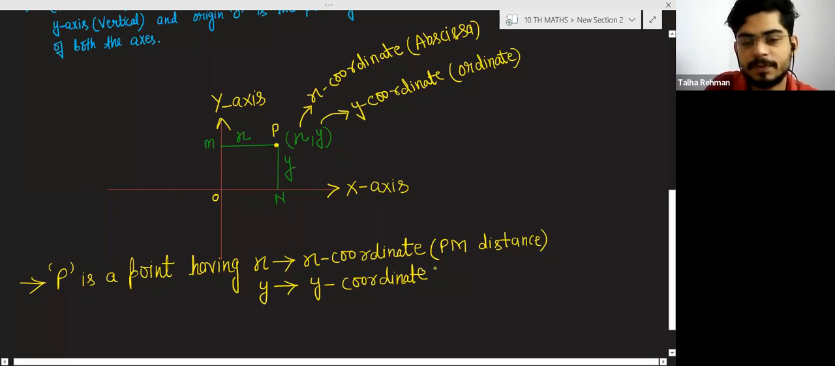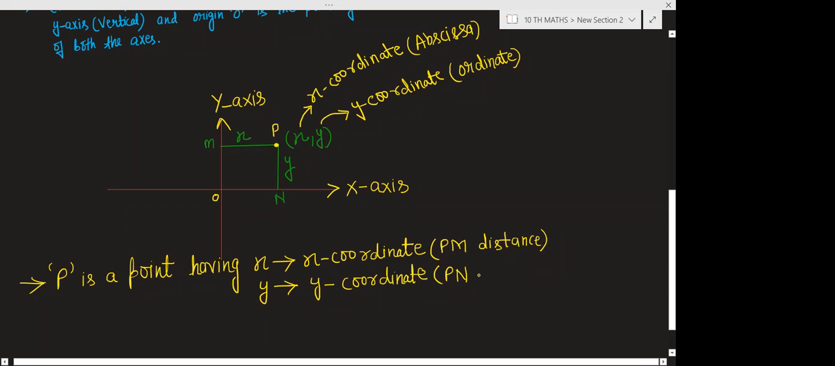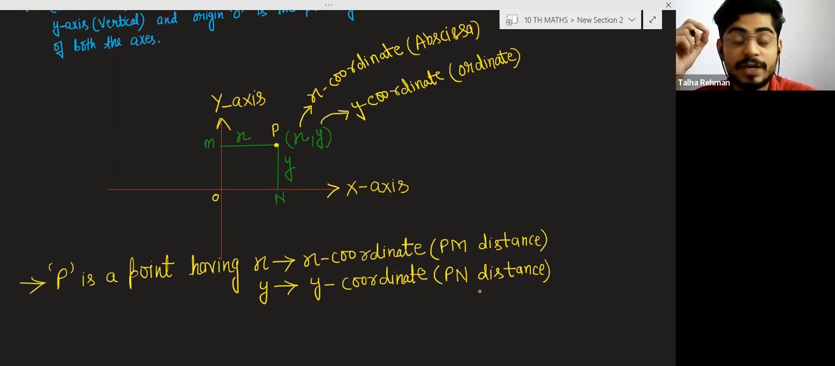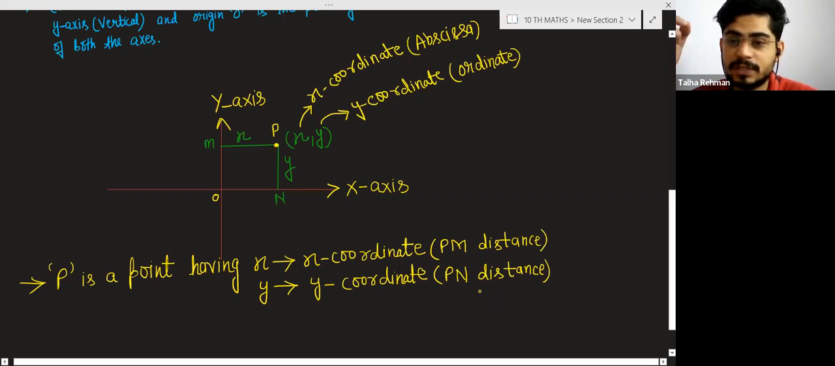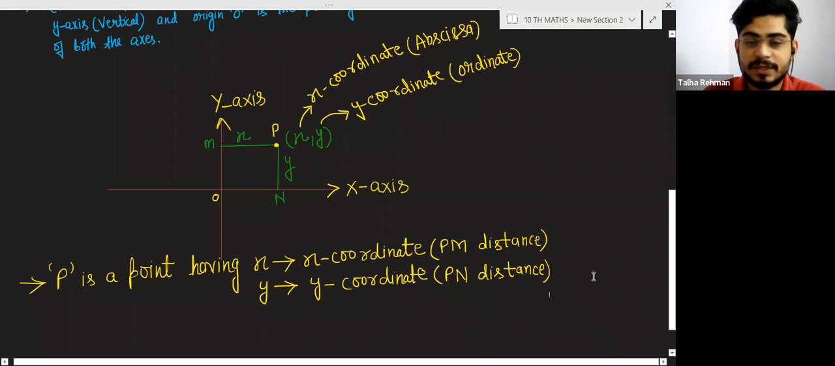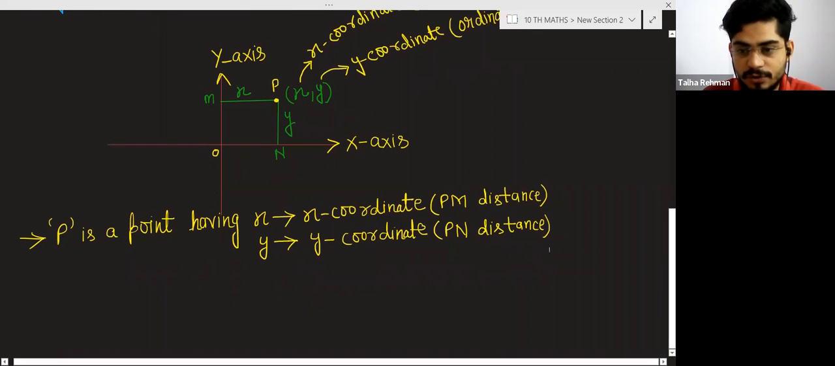Beta, have you seen graph paper? Yes, sir. Okay. So when we use the graph paper and we locate, suppose a point given as P and the coordinate is given as 5, 6, it means the distance from origin to that point is 5 with respect to x-axis, and with respect to y-axis the distance will be 6. I will show you how to locate a point.